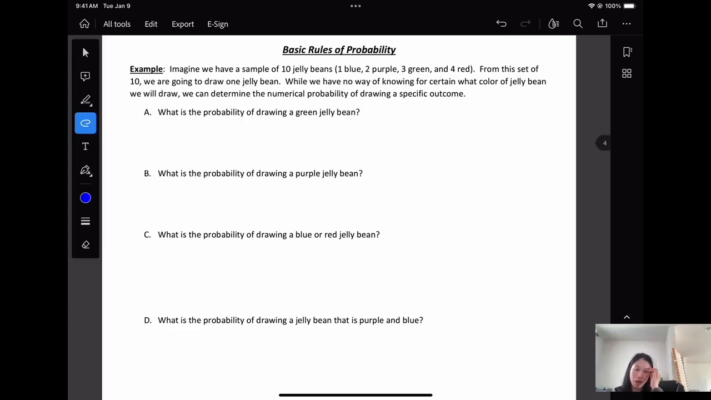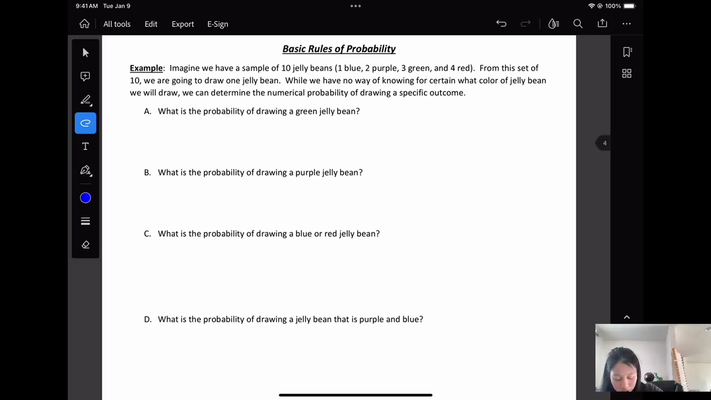From now on, I want you to write this exactly like how I write it. Instead of just writing down the answer, I want you to show all the steps, including the notation: the probability of drawing, which is the event that we want, a green jelly bean.